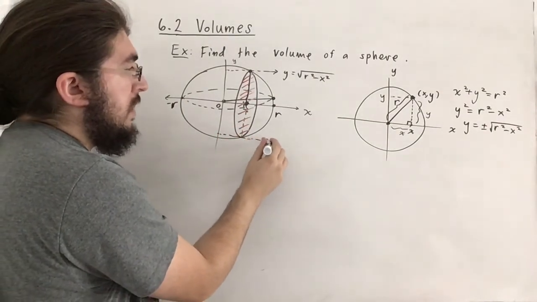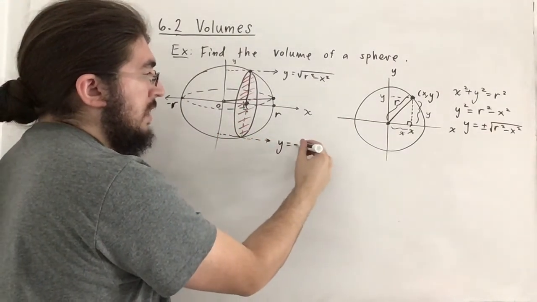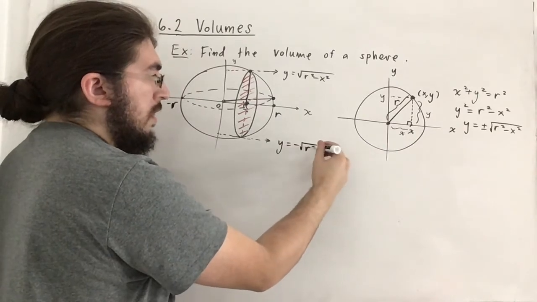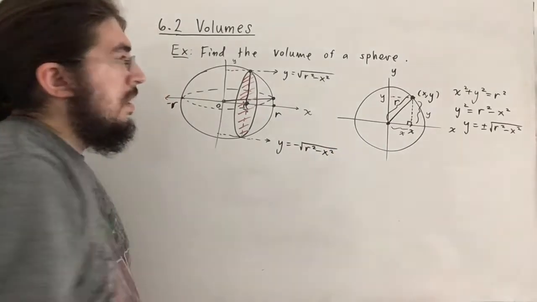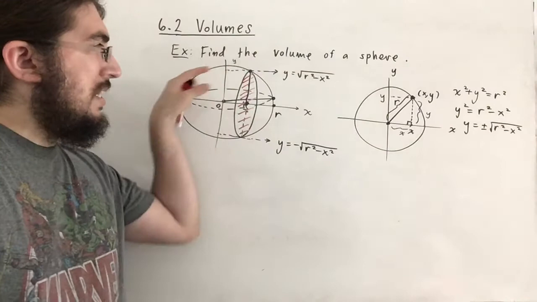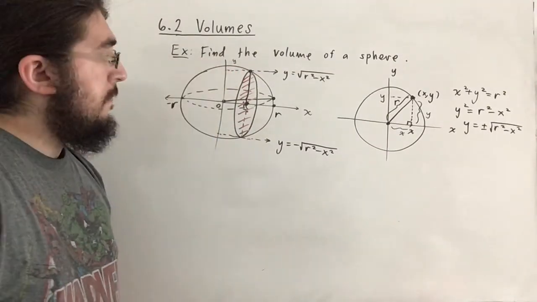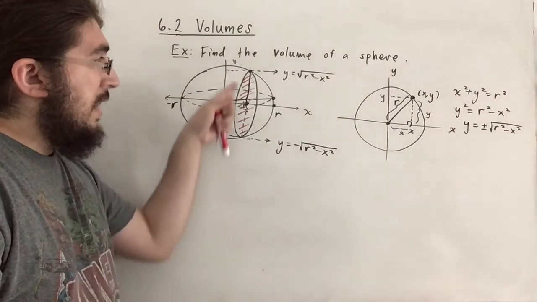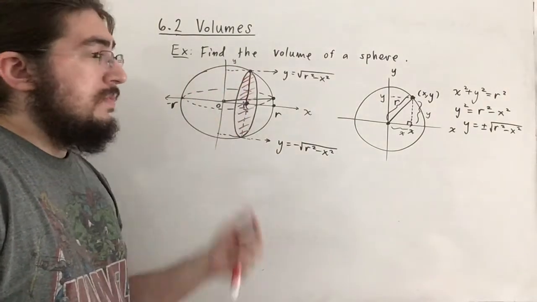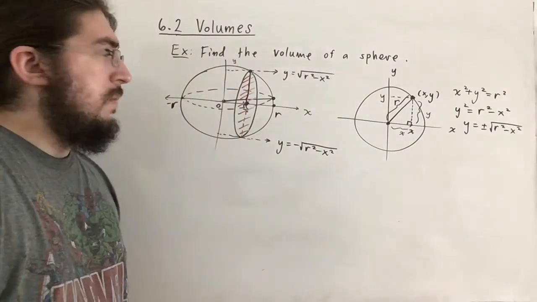And here this would be the negative one. Y is equal to the negative square root of r squared minus x squared. But for all intents and purposes, let's just consider only the positive one here. And now we can find this radius, because of course we treat radius as being positive anyways.